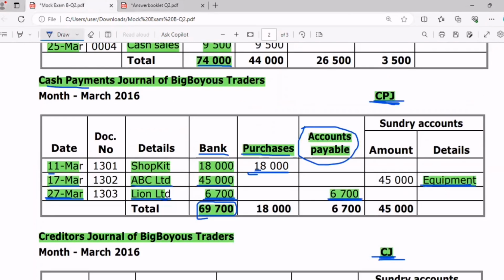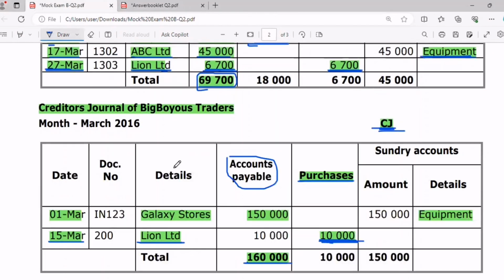And then there is another equipment that was purchased, but this one was purchased on credit. How do I know? Because this equipment worth 150,000 is recorded in the CJ, the creditors journal. Guys, anything that is recorded in the CJ is acquired on credit. So it means the equipment was acquired from Galaxy stores on credit. And the value of equipment is 150,000.